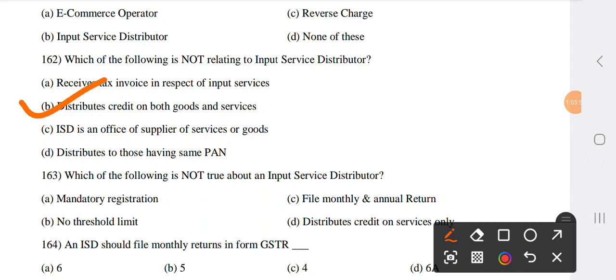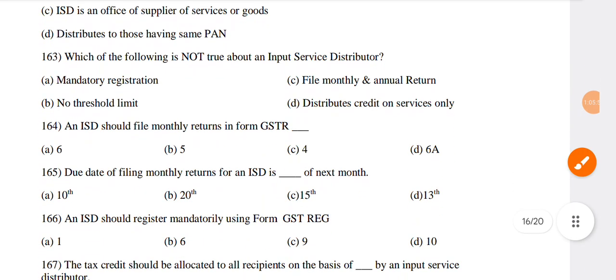Next question. Which of the following is not true about an input service distributor? Option A, mandatory registration. B, no threshold limit. C, file monthly and annual return. And D, distributes credit on service only. And the correct option is C.